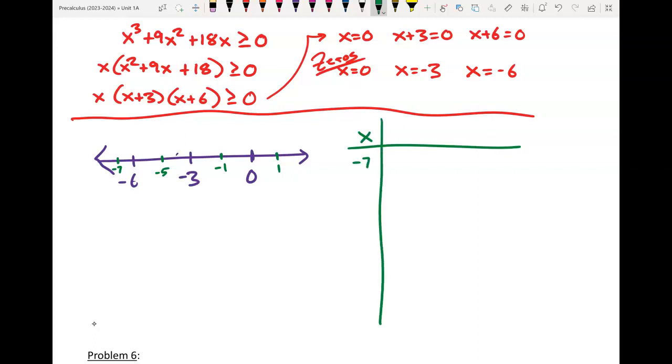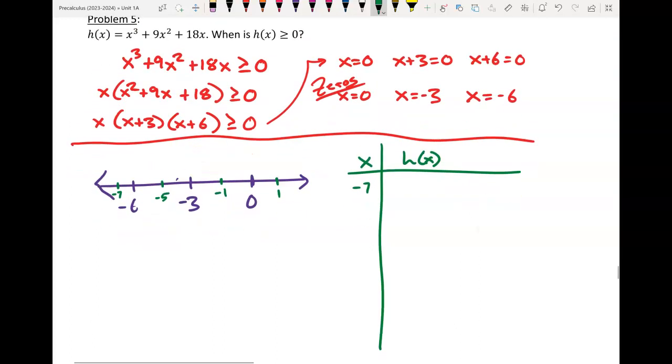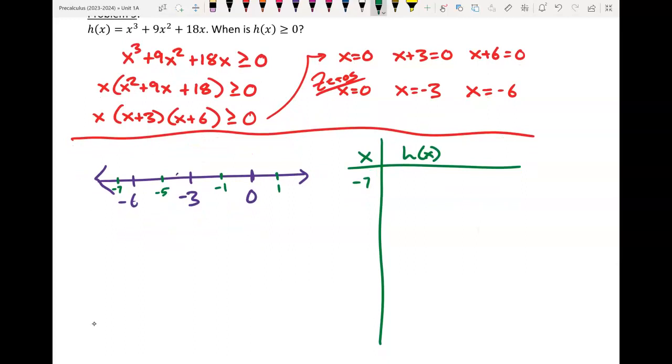So we have negative 7, or actually h of x. I can use my function on this one because I have a name, h of x. I like plugging it into that factored form. I recommend that. It makes it a little bit easier to just see the signs without having to worry about calculating. So I have negative 7, negative 7 plus 3, and negative 7 plus 6. So that is a negative times a negative times a negative. 3 negatives equal a negative. So that one is negative, less than 0.